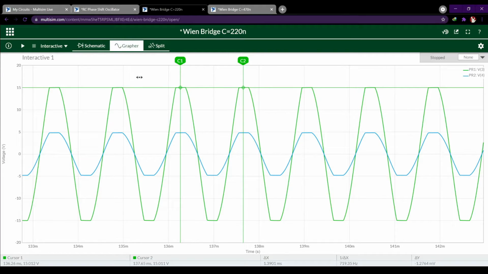As you can see, this is the voltage waveform. This is not the phase shift waveform. For the voltage waveform, the voltage will go up until a certain point, the frequency reference, which is 719.35 Hz. After the point, the waveform will go down to 0. So this is for the voltage waveform.